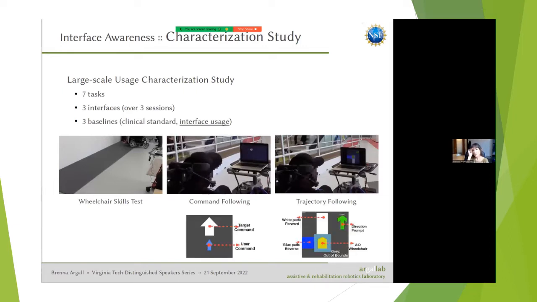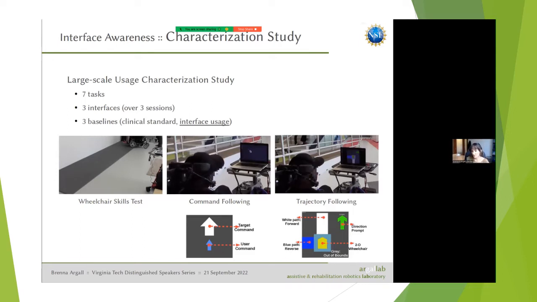The first was a command following task, where there was an arrow prompt on the screen and people were asked to reproduce the prompt with their control interface. The second was a trajectory following task, which was very rudimentary visually. There was a footprint of a 2D wheelchair, and you were supposed to go forwards or backwards along this path. There's some wiggle room because the path is wider than the wheelchair.